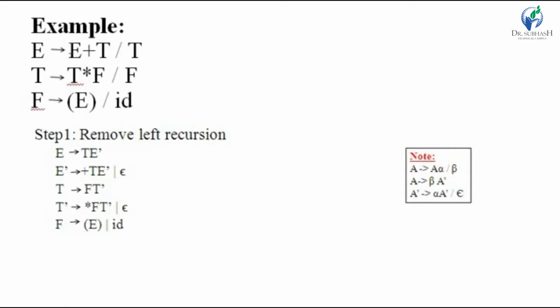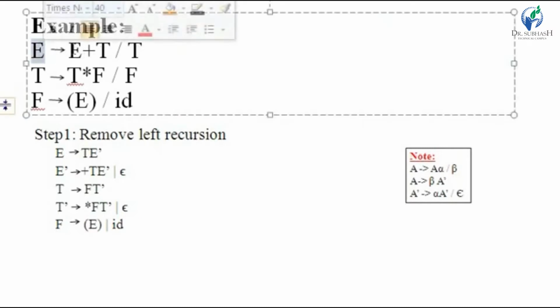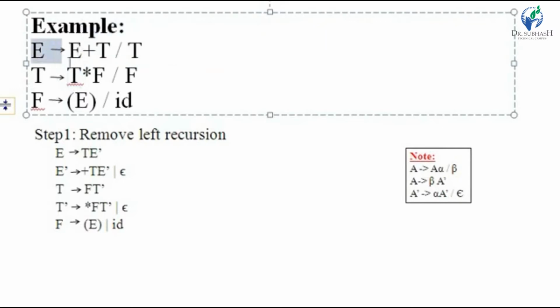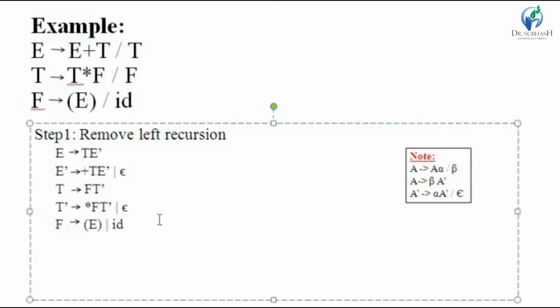Yes, here E gives E plus T or T. Here the non-terminal is E and the production again starts with E, so it's a left recursion. Here for non-terminal T, also T, the same non-terminal. So first remove left recursion from these two productions. After removing the left recursion, your grammar will be E gives T E dash.